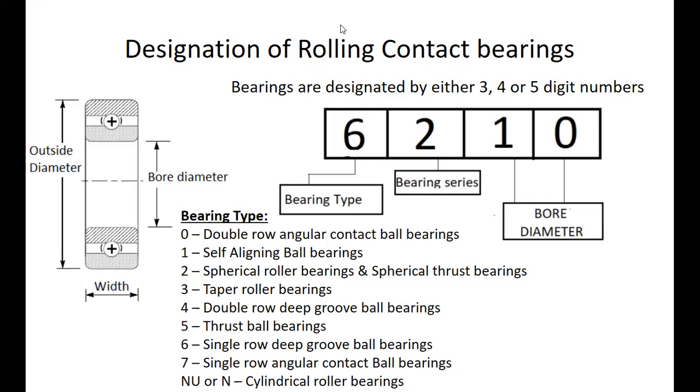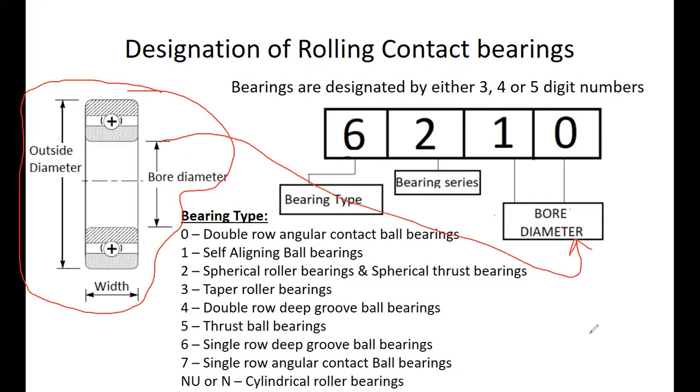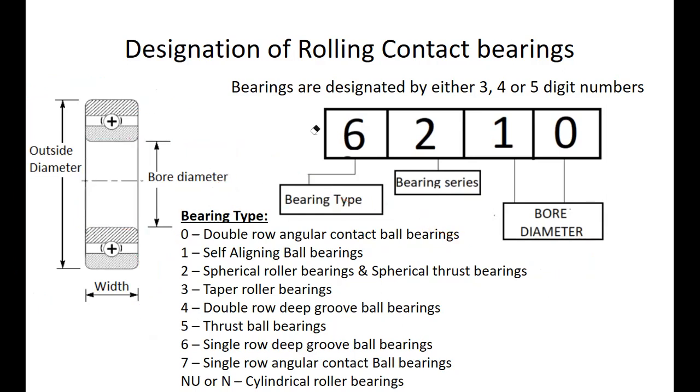So this diagram which you are seeing is very, very important. Why? Because we are going to designate our bearing on the basis of its bore diameter. Bore diameter, you can see, guys, is where the shaft is going to be inserted. That diameter is the bore diameter. Obviously the shaft will be there and this bearing is going to support the shaft. So this diagram clearly says that there is a bore diameter, an outside diameter and a width.